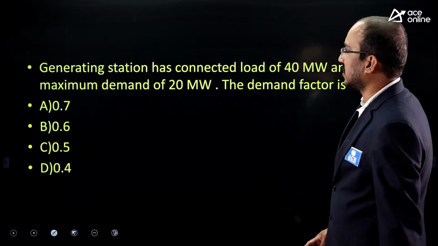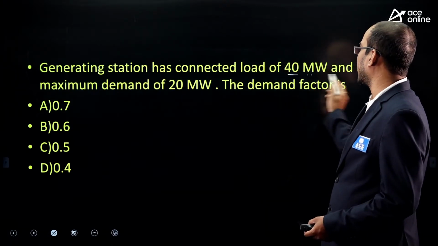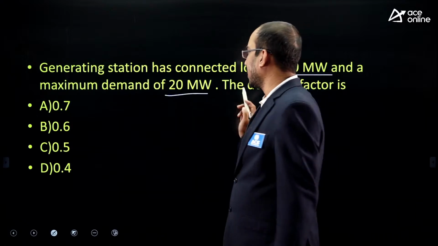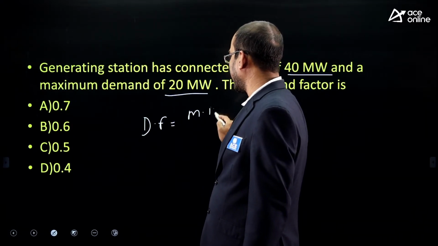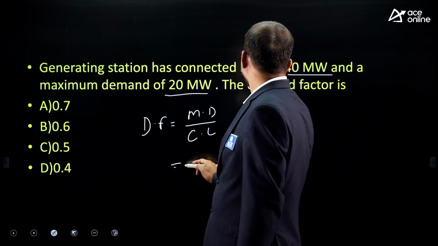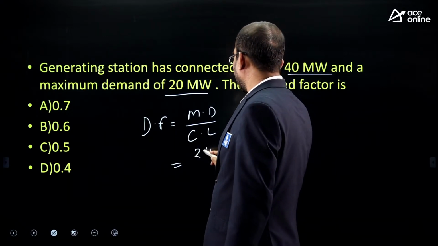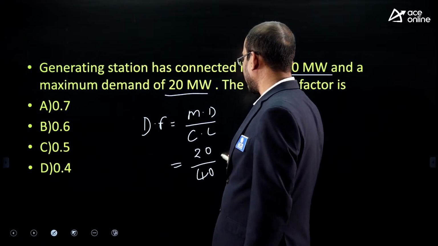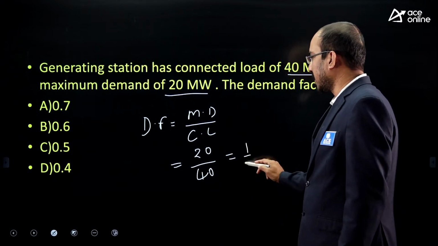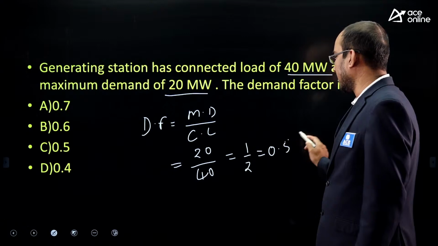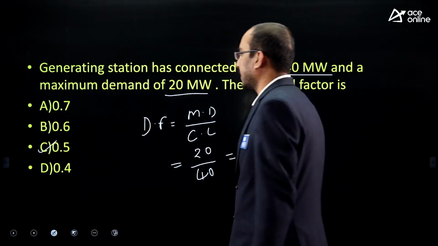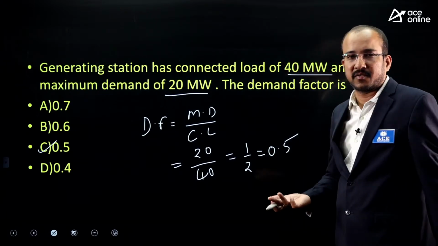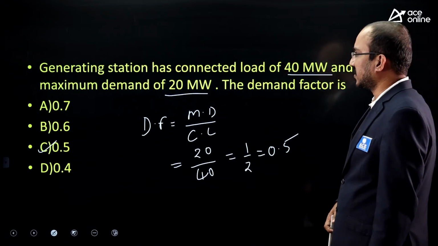Now let us observe this question. A generating station has a connected load of 40 megawatt and maximum demand of 20 megawatt. Demand factor is nothing but maximum demand by connected load. What is the maximum demand here? 20. Connected load is how much? 40. Okay, 1 by 2, that is 0.5. Here the demand factor is 0.5. This type of questions can be asked in the examination.